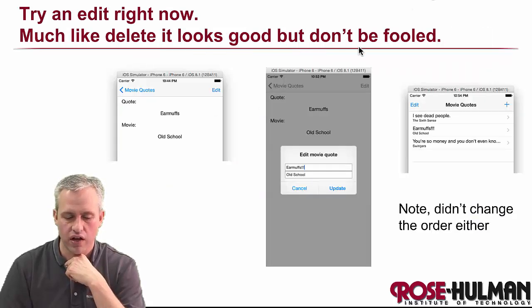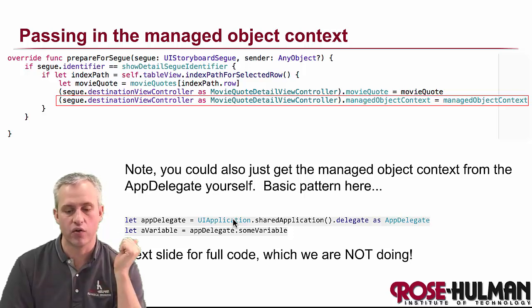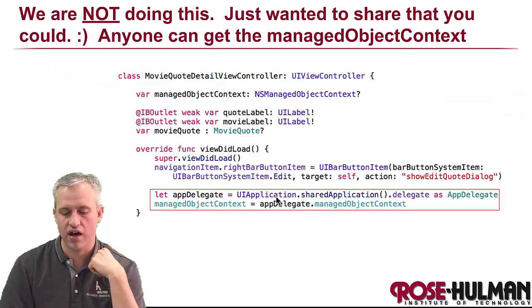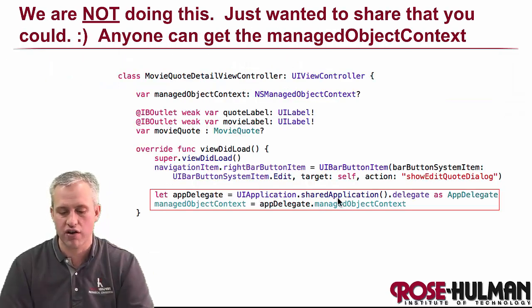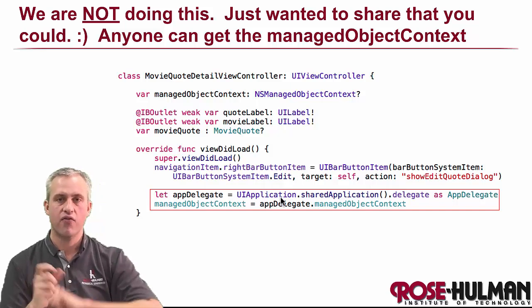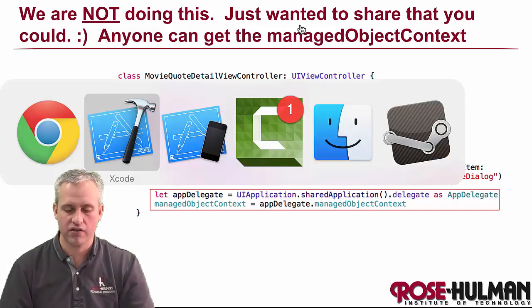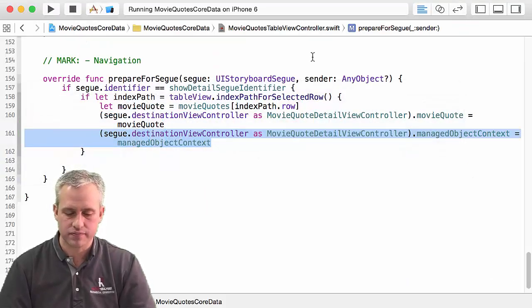I said that there are a couple ways to do it. The notes will show you another way you could do it. You could also do it by just getting a reference to the app delegate. So we just say UIApplication.shared.delegate. That's the app delegate. It also has a reference to it. So you could have gotten it from the app delegate instead of getting it passed in. But however you get it, the important thing is that you've got it, right?